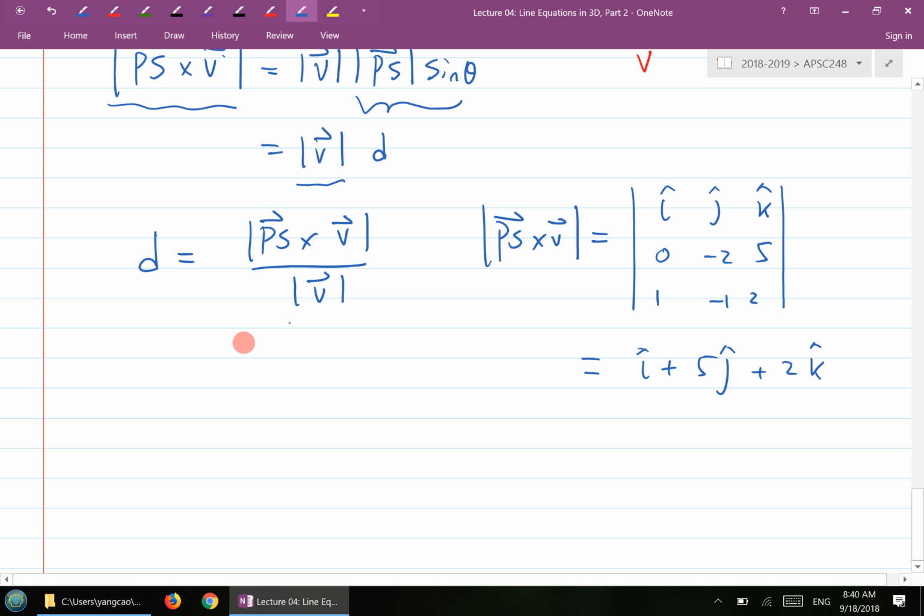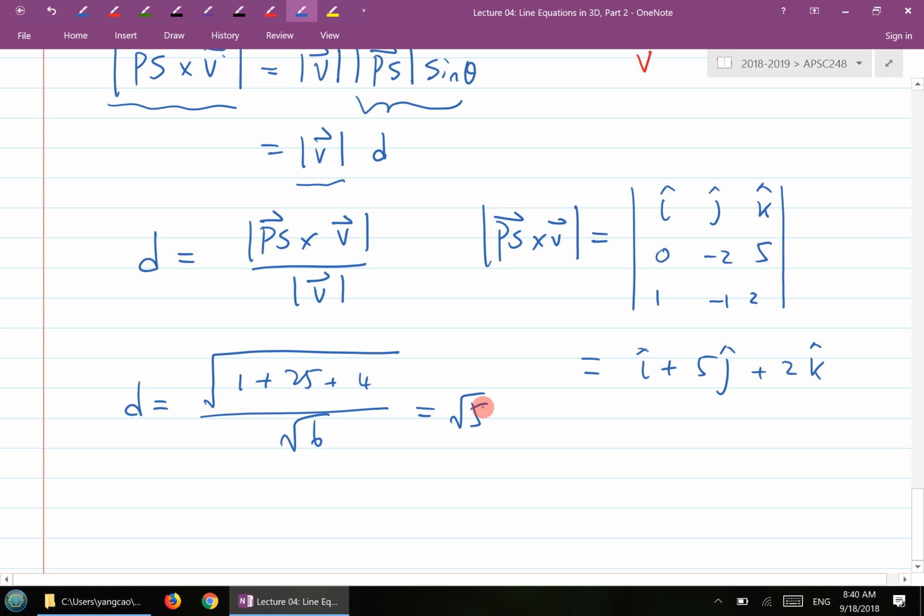So if you get this one here, and then the V, we got it. D equals the length of this, 1 plus 25 plus 4, divided by root 6, and we get the same answer as the previous one. This is root 5. Is that clear? Okay.